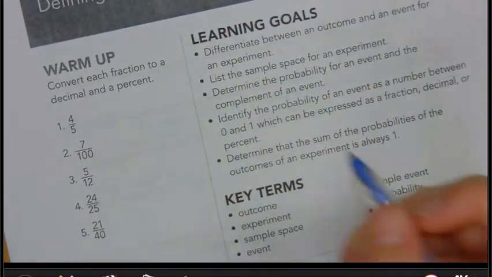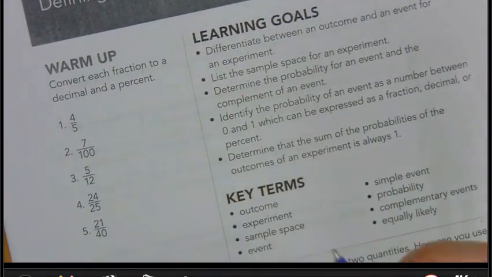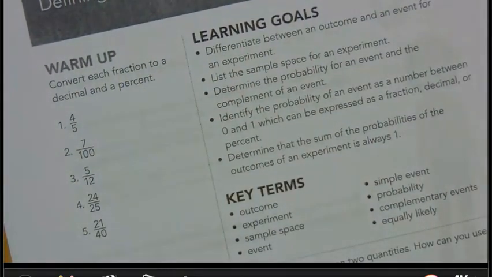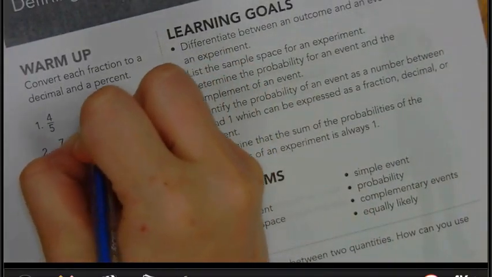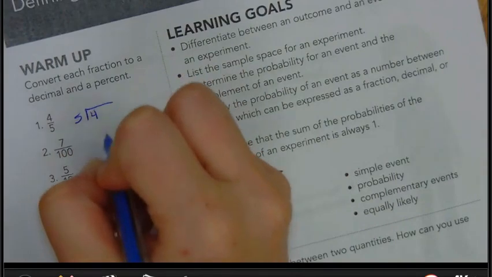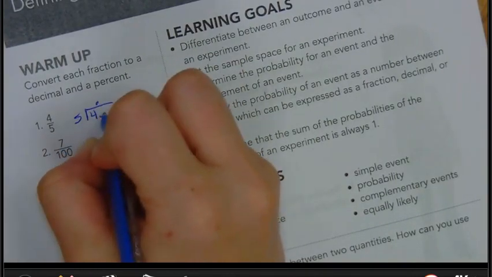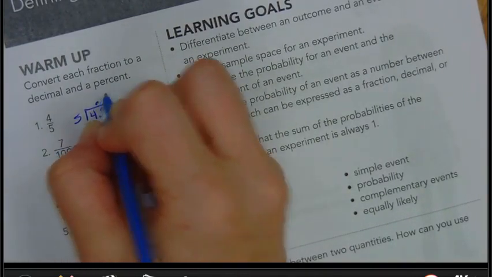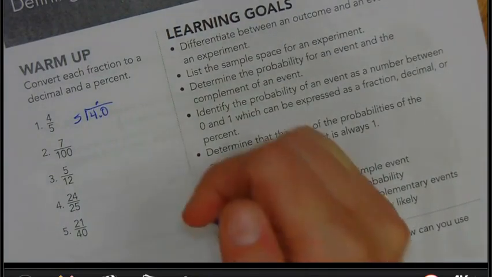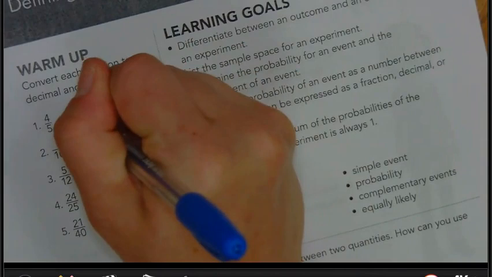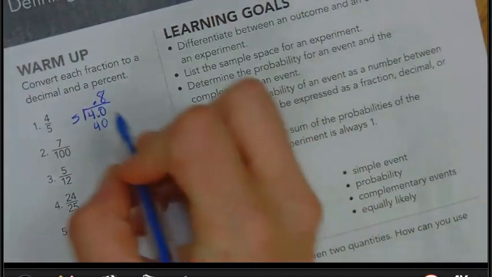It's asking us to convert each fraction to a decimal and a percent. All right, so we're going to convert this to a decimal. So that means I need to divide my two numbers, 5 on the outside, 4 on the inside. Well, 5 cannot go into 4, but it can go into 40. And I believe that is 8 times. 5 times 8 is 40. So my decimal is 0.8.